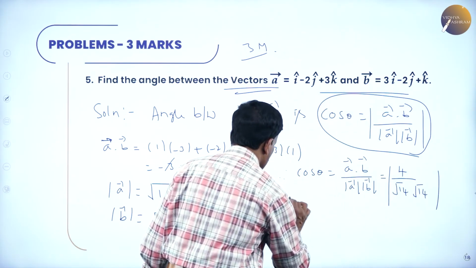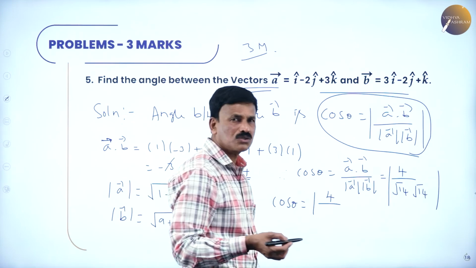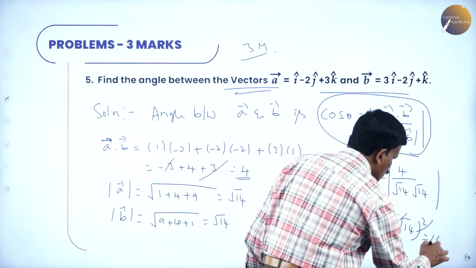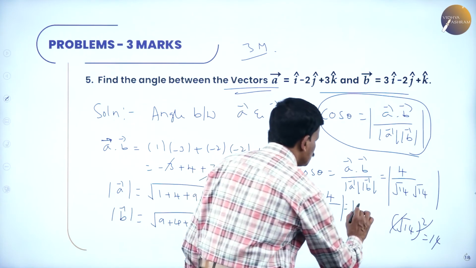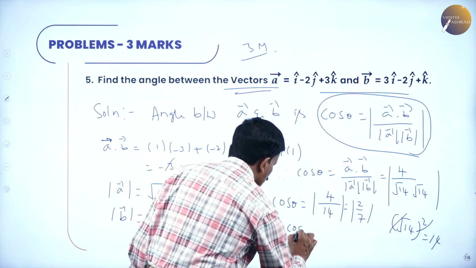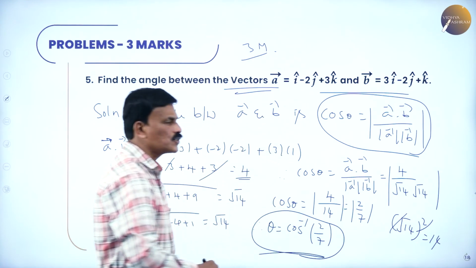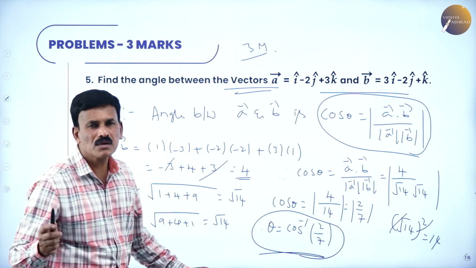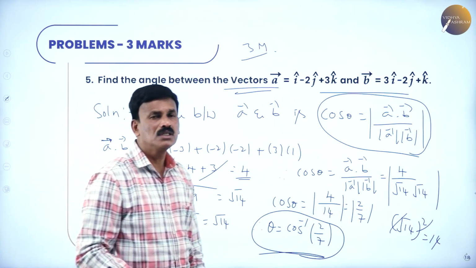So this is cos theta is equal to 4 by root 14 into root 14, square root 14 whole square. This square and square root gets cancelled. This is 14. So this can also be written as 2 by 7. So therefore, the angle between the vectors is theta is equal to cos inverse of 2 by 7. That's it. So these are few problems based on the dot product, scalar product.